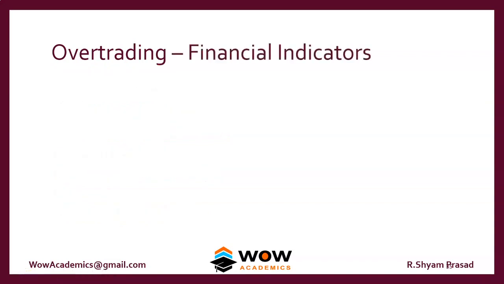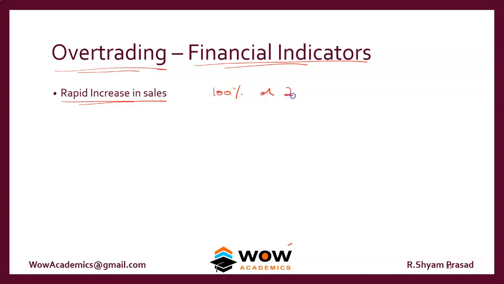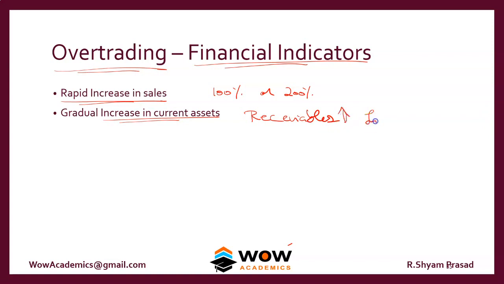So let's look at the financial indicators that indicate that overtrading is occurring in a company. Number one, rapid increase in sales. The sales increase for every year would be like 100% or even 200% or more than that. Gradual increase in current assets. The current assets will increase, but mostly it is the receivables that keep on increasing, because the inventory position would have been going down. The inventory can go down because the company has already sold a lot of inventory, and the cash and bank would be zero.